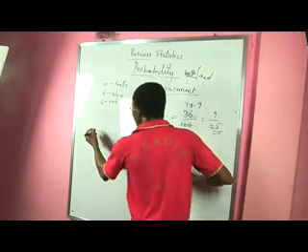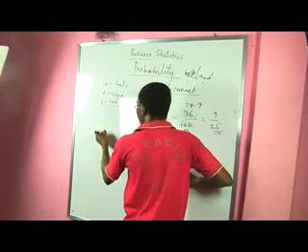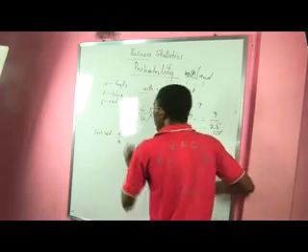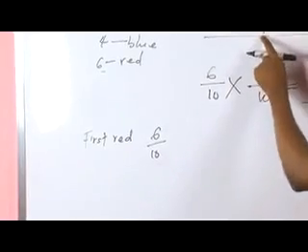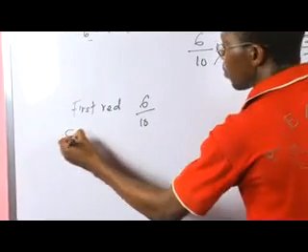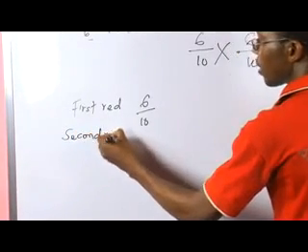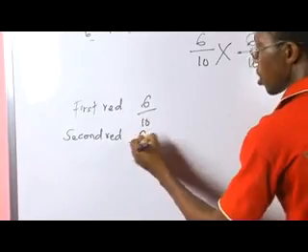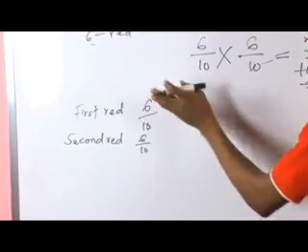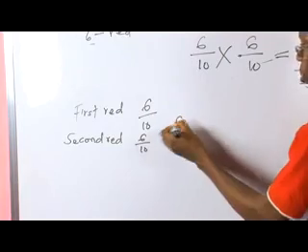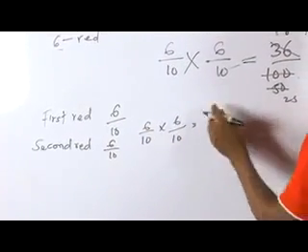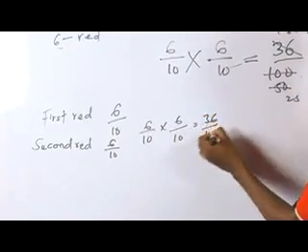So let's see how it goes. The probability of picking the first ball red is 6 out of 10, just like what we did here. It is with replacement, that means if I pick it, I return it. So the probability of picking the second red is also 6 out of 10. So what do I do? Because they are both and, the probability of picking this and this is 6 over 10 times 6 over 10, which is going to be 36 over 100.